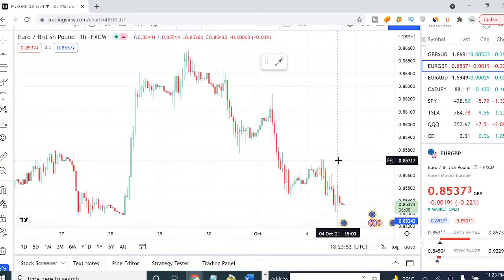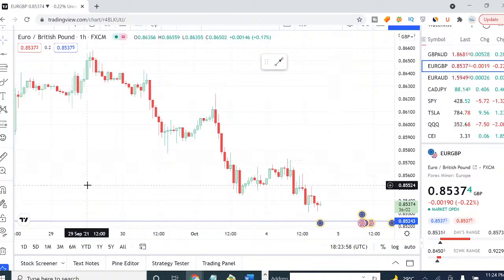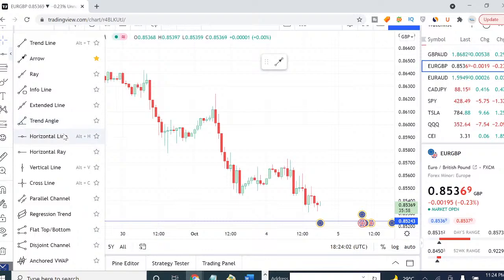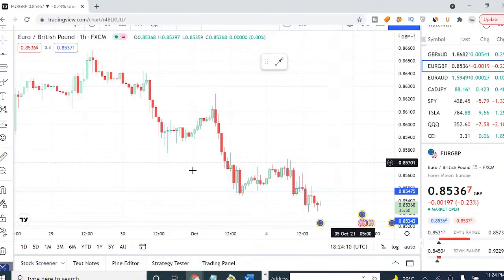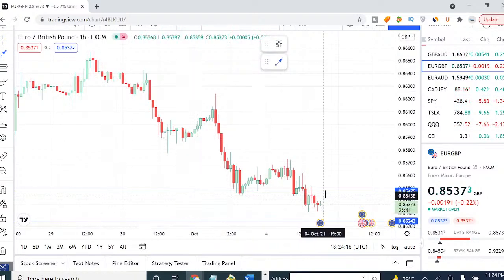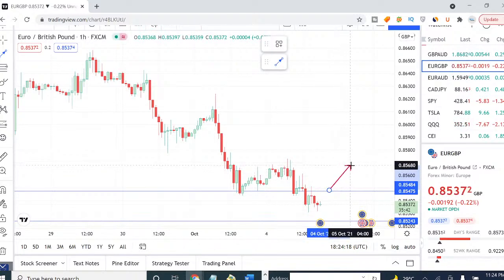Okay, Euro Great Britain pound. Oh yes, very well. A very good signal is coming on Euro Great Britain pound. Let me first take the line from here. Okay, somewhere here, that's fine. Okay guys, just note down that level. That's the key level for Euro Great Britain pound. I'm again repeating, that's the key level for Euro Great Britain pound.